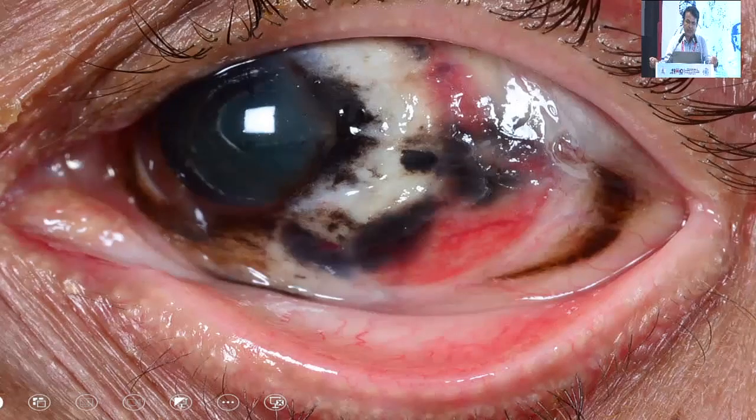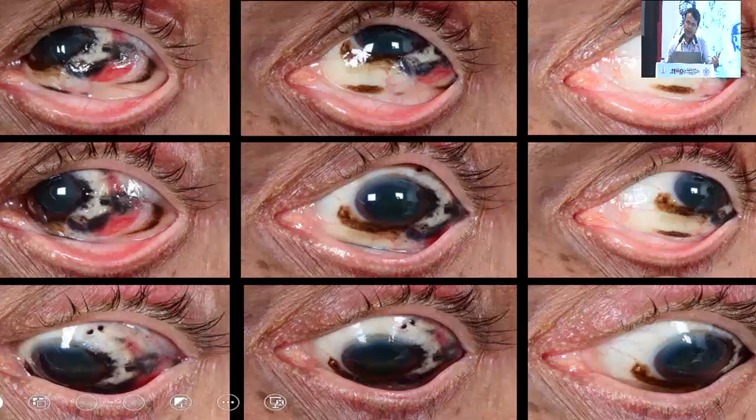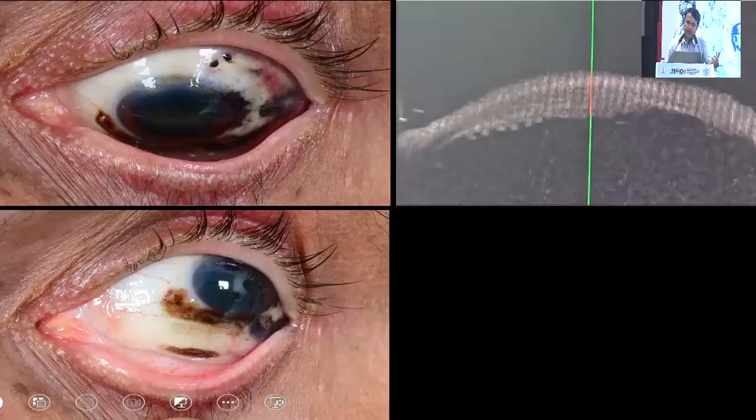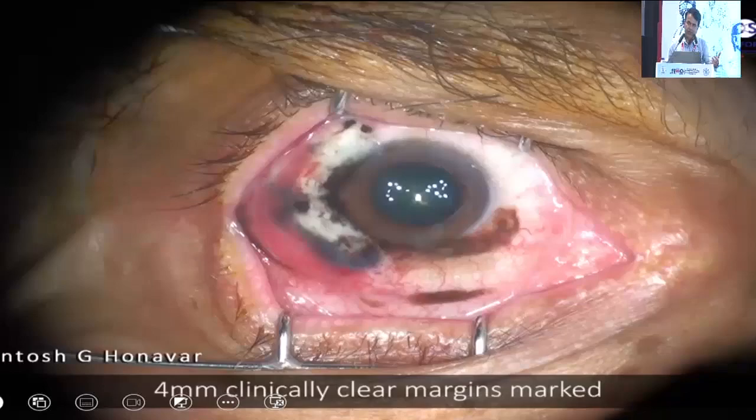This is an extensive tumor in a Kashmiri patient who had 3 times excision elsewhere, and he wants vision. He has 6/6 vision already, which he wants to save. That is the extent of the tumor that we have, melanoma with unfortunate intraocular extension and ciliary body invasion. These are the ciliary processes that you see. We could have easily exenterated him, but he wanted eye salvage.